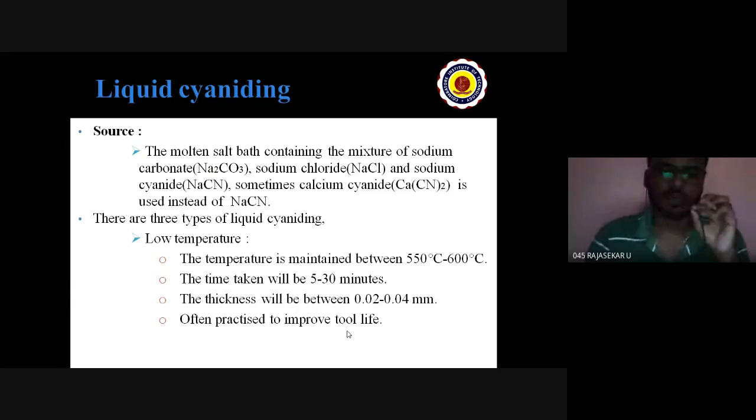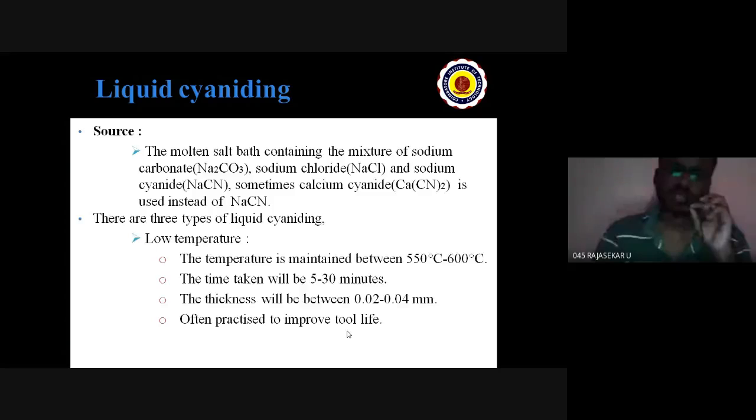First of all, we move on to low temperature liquid cyaniding. Here the temperature is maintained between 550 degrees centigrade and 600 degrees centigrade. The time taken will be around 5 to 30 minutes. The case depth achieved is around 0.02 to 0.04 mm of the hard layer. It is often practiced to improve tools.